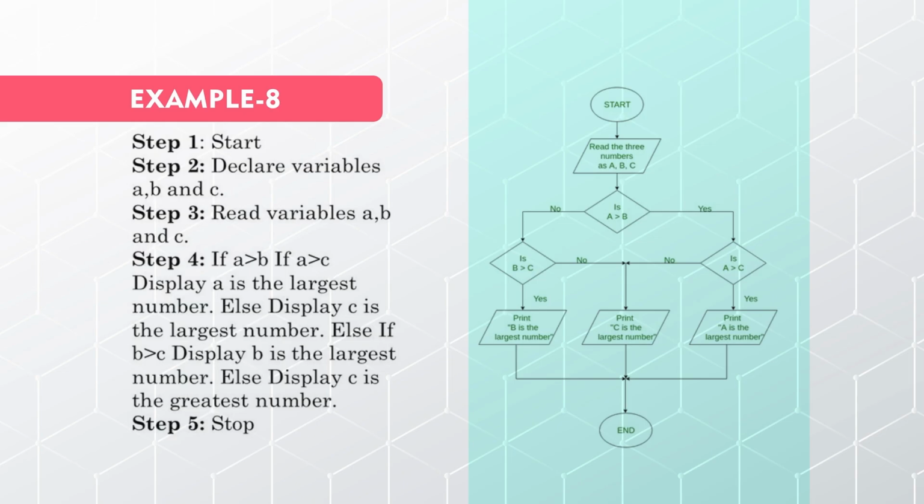Now A greater than B, no. That means A is less than B. Now subsequently, is B greater than C? Yes, so B is the largest. Now A is greater than B, yes, and A is greater than C, no. That means C is greater than A. A is greater than B, no, and B is greater than C, no. That means automatically C becomes the largest.